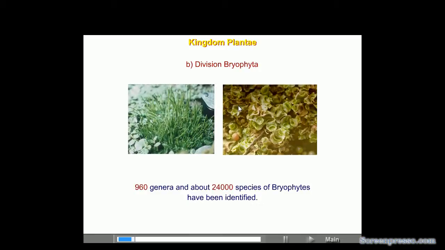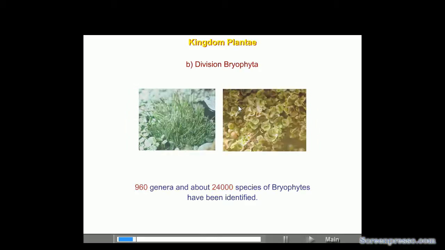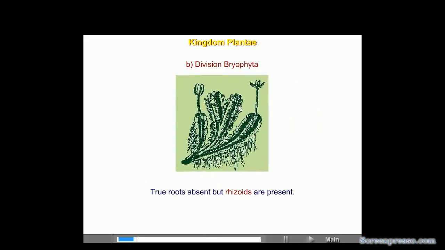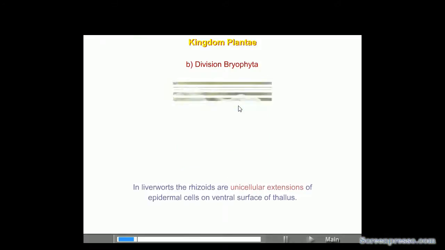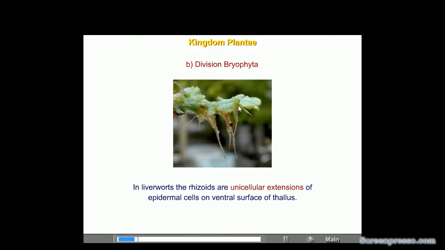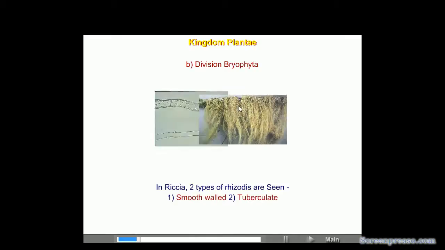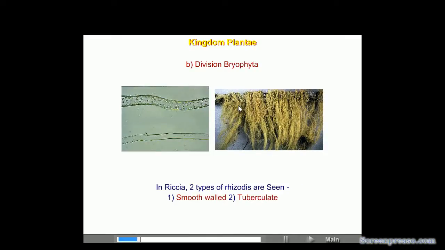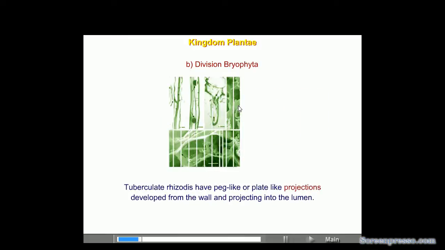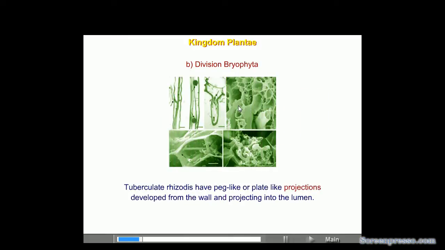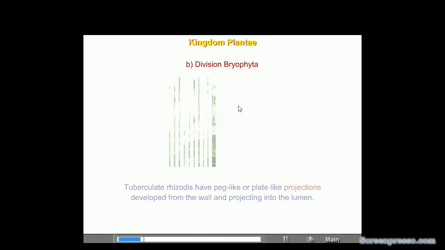960 genera and about 24,000 species of bryophytes have been identified. True roots are absent, but rhizoids are present. In liverworts, the rhizoids are unicellular extensions of epidermal cells on the ventral surface of the thallus. In Riccia, two types of rhizoids are seen: smooth-walled and tuberculate. Tuberculate rhizoids have peg-like or plate-like projections developed from the wall and projecting into the lumen.